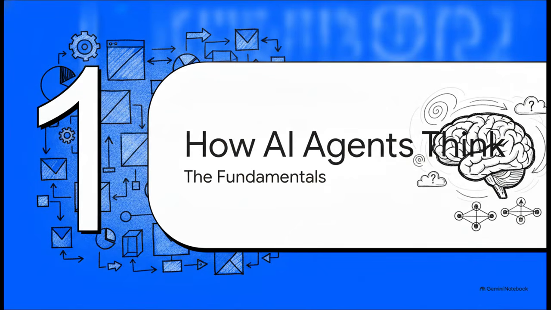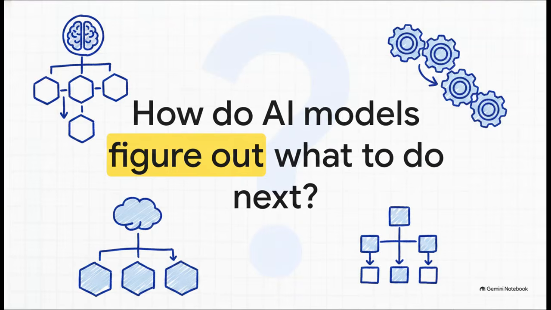All right, part one, how AI agents think. Let's start by looking at the fundamental challenge of building an AI agent. How do AI models actually figure out what to do next? It's a great question. And to solve this mystery, we really have to look at the three major reasoning frameworks that give these models their analytical power.